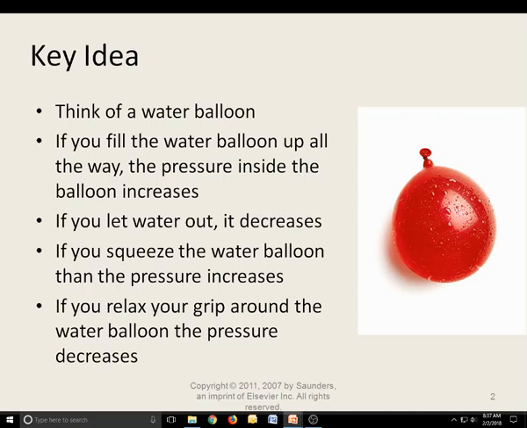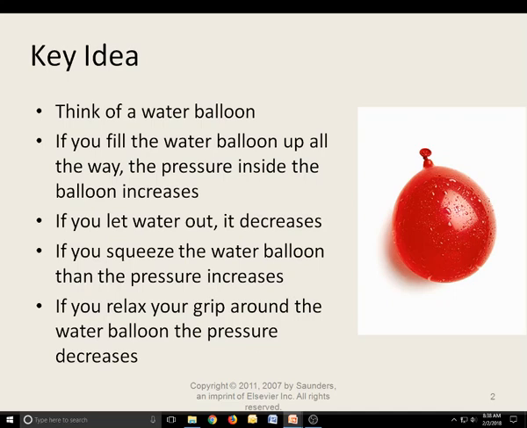So when we talk about blood pressure, a key concept to keep in mind is what actually increases and decreases blood pressure, because there's really only two things that increase or decrease blood pressure. If you think of a blood vessel as a water balloon, and you fill it up with a lot of water, that's going to increase the pressure. If you keep filling it up, it's going to increase the pressure.